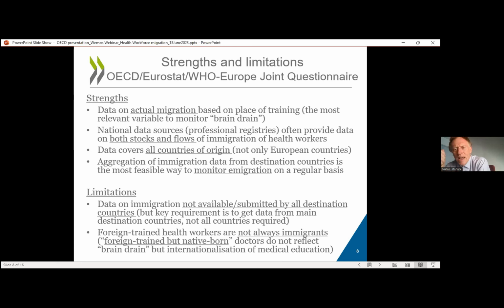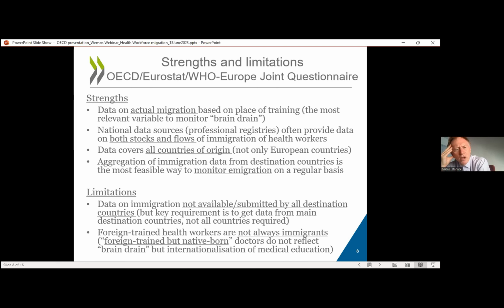And as I showed, the aggregation of immigration data allows a monitoring of emigration patterns, which is always the most difficult. Countries usually know if doctors and nurses come from other countries, but often they will not know if some of their doctors and nurses are moving out and are starting to work in other countries.